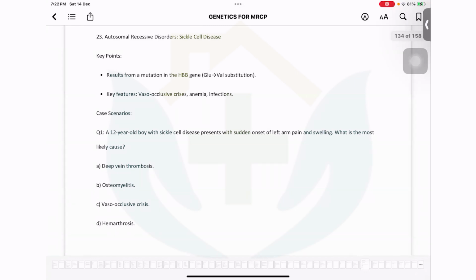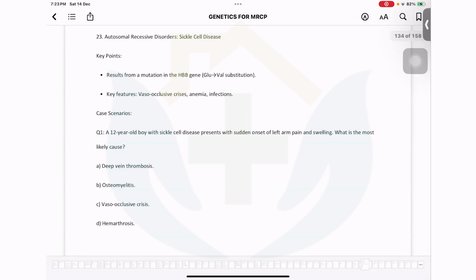Among autosomal recessive disorders, a single gene disease is sickle cell disease. It results from mutation of the HBB gene with a substitution of glutamic acid to valine. Key factors: vaso-occlusive crisis, anemia, and infections. A 12-year-old boy with sickle cell disease presents with sudden onset left arm pain and swelling. What is the most likely cause? Vaso-occlusive crisis. Very good.